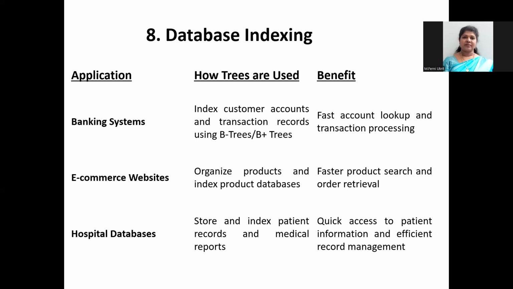So mainly the applications we can tell are customer account management, ATM databases, and loan records; everything will be stored correctly. And for e-commerce websites, how trees are used is that online shopping websites store products in a tree-based index. So that when you search for a laptop, normally it comes under electronics. You have laptops, mobiles, cameras. So it comes under electronics. So faster search and order retrieval.